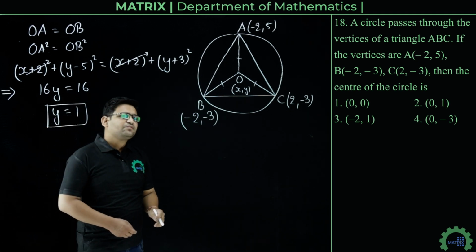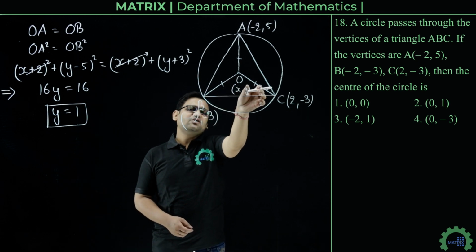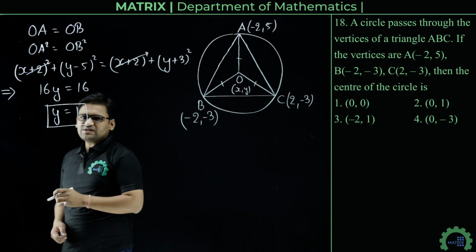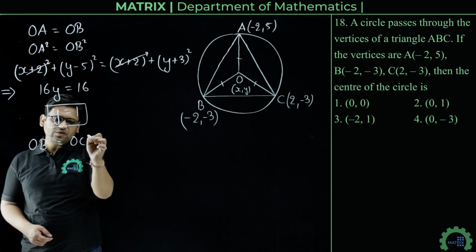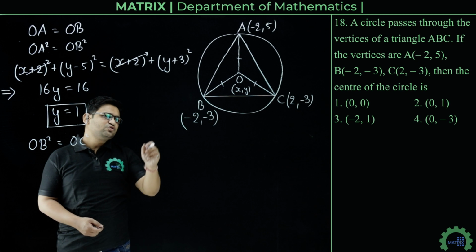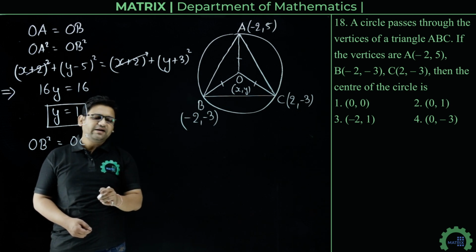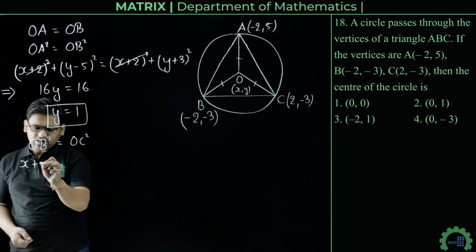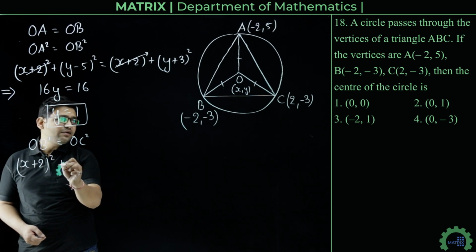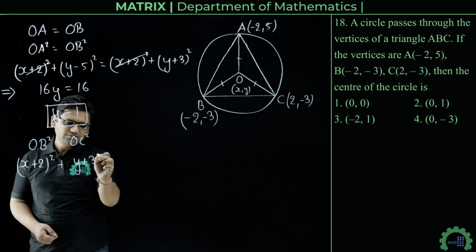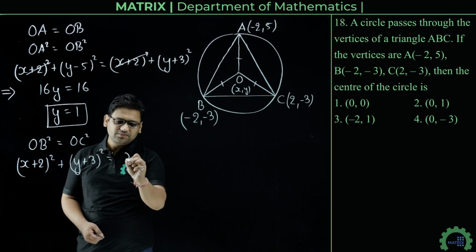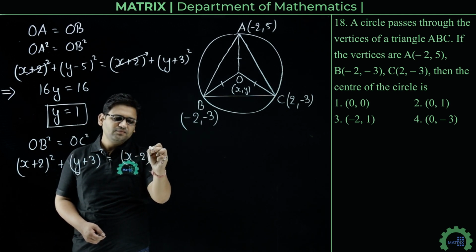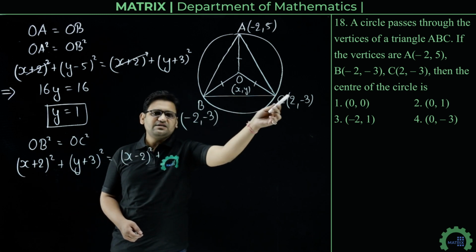Now again we can write OB square equals OC square, as both these are the radius. OB square equals OC square, and the distance OB square, again using the distance formula we can write (x plus 2) square plus (y plus 3) square, that will be equal to (x minus 2) square plus (y plus 3) square.